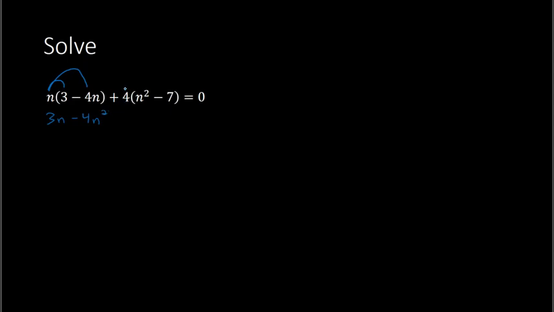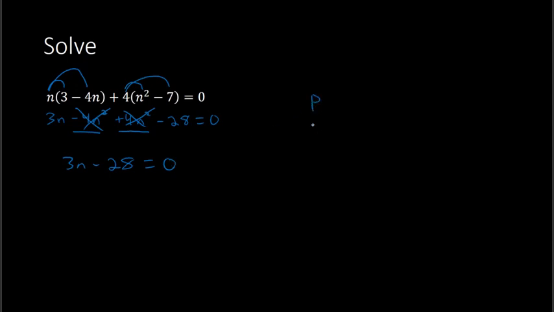Okay, and then the same thing with the 4. 4 times n squared is 4n squared, and then 4 times negative 7 is negative 28, and that's equal to 0. So from here I can combine like terms. We see negative 4n squared plus 4n squared. Those are like terms because of the n squared. I can combine by taking negative 4 plus 4, which would give me 0. So that would actually cancel out. So I'm left with 3n minus 28 equals 0.